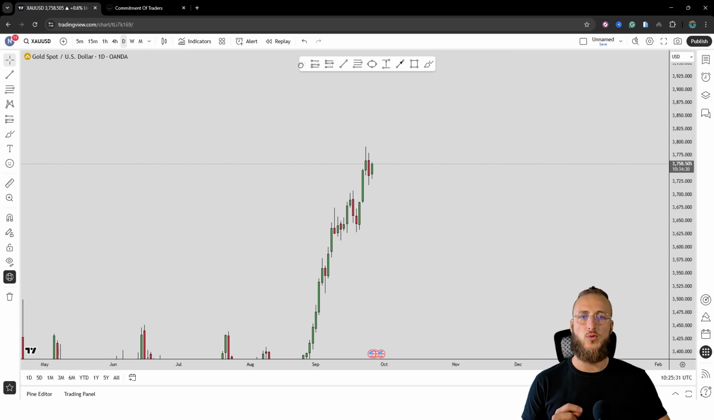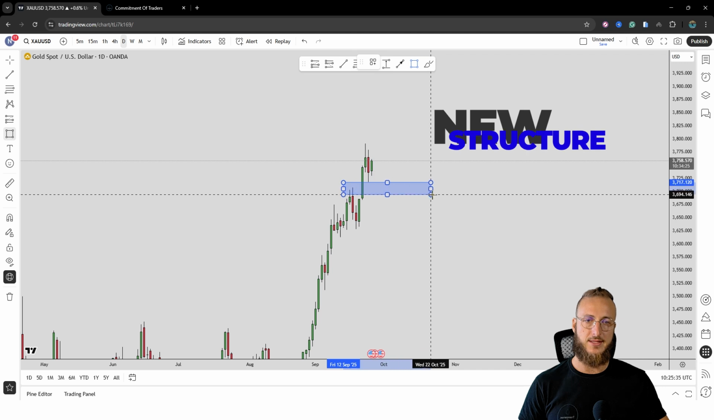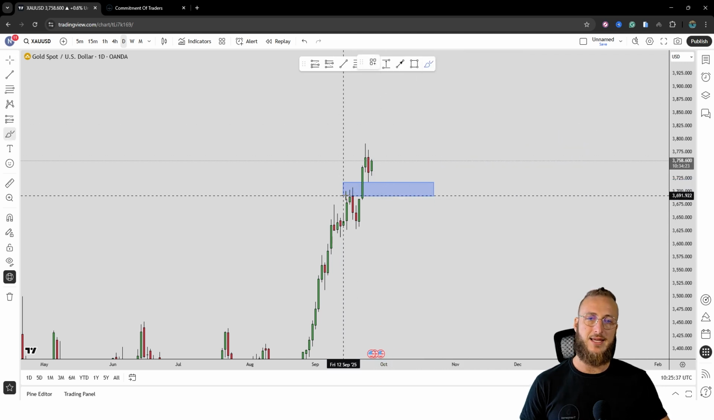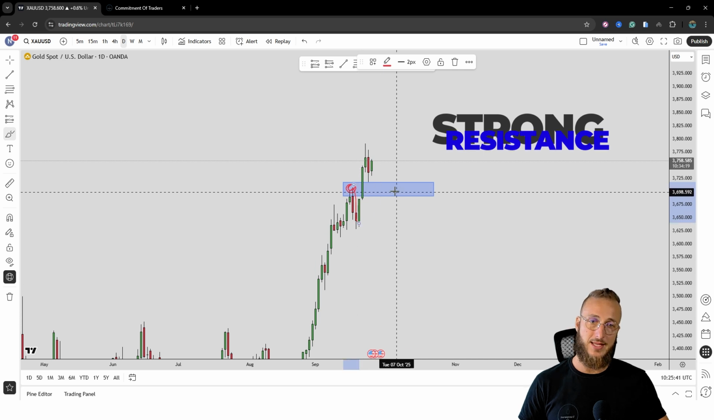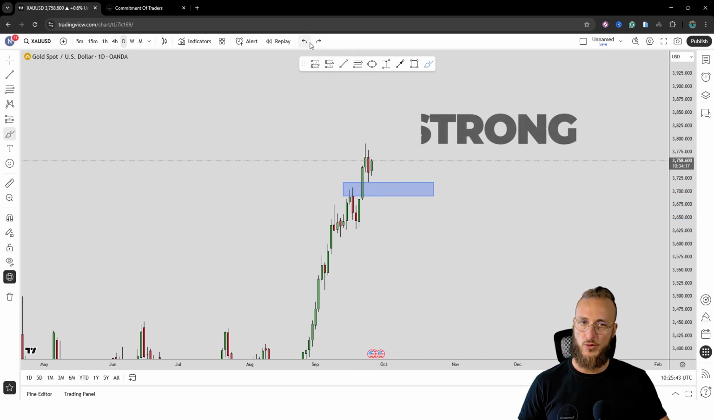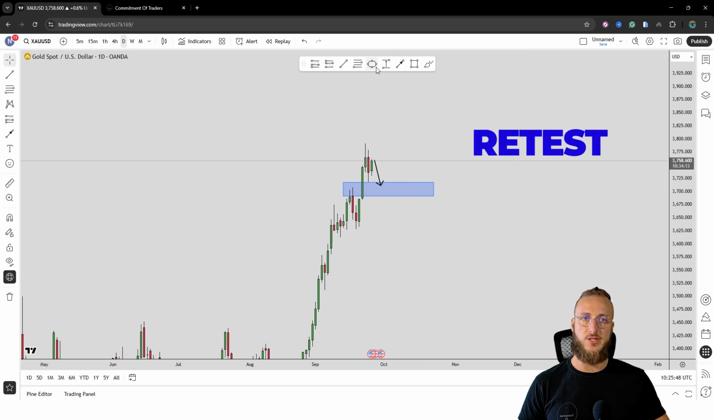But at the moment, what do we have? Well, we have a situation in which there is structure at this zone. This area was acting as previous daily resistance from which the previous correction was created. This zone is now turned support. Now, usually the market will go and retest previous resistance turned support.